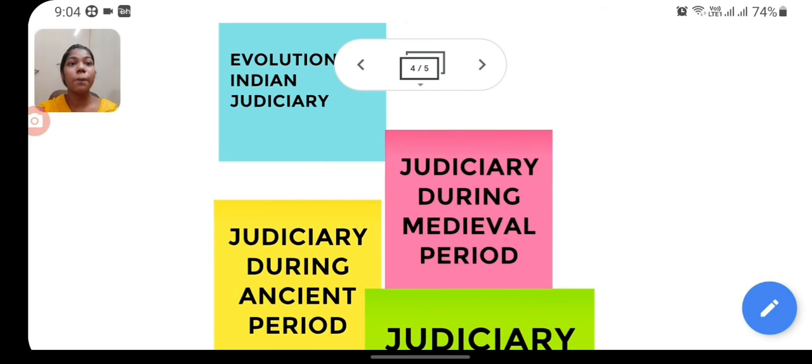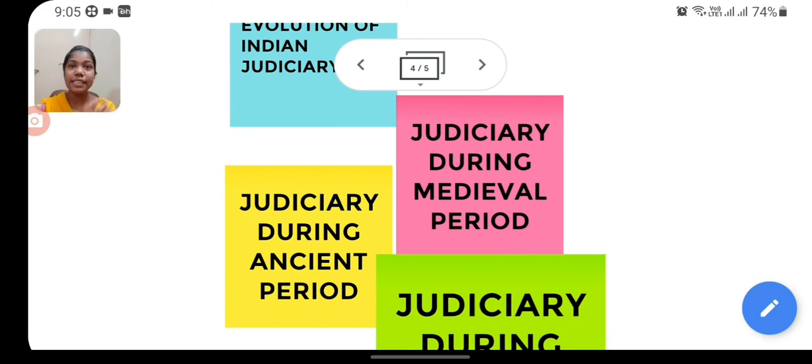Next, we'll be seeing judiciary during the medieval period, for the law, the procedure and the law in several matters. They wrote laws in Arabic and translated them into Persian. These laws were followed only till the period of the Mughal emperor Aurangzeb, till 1670, so the late 17th century.